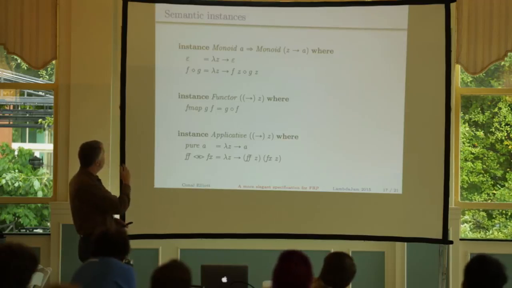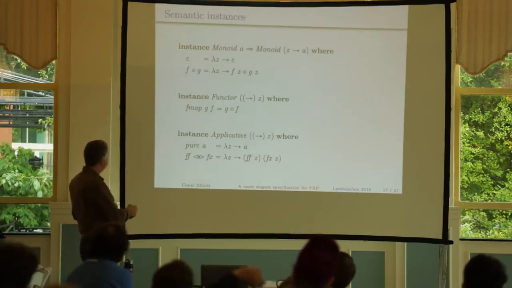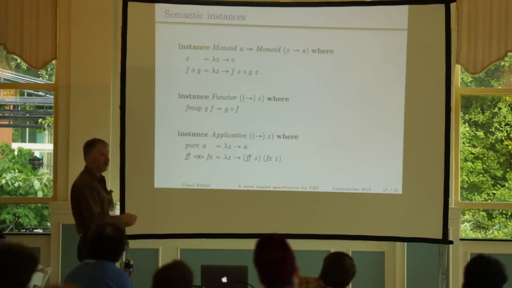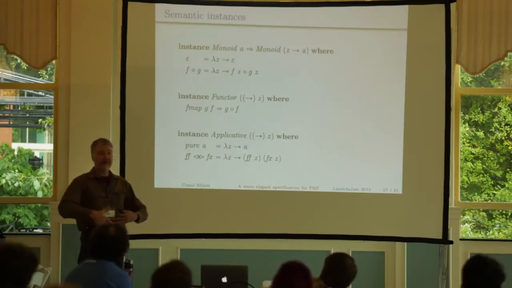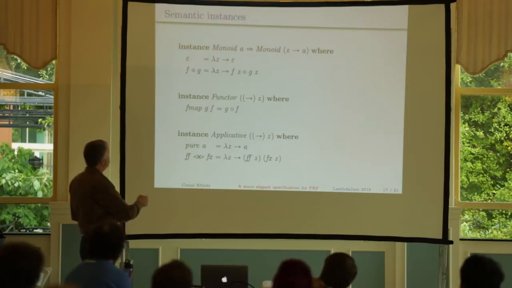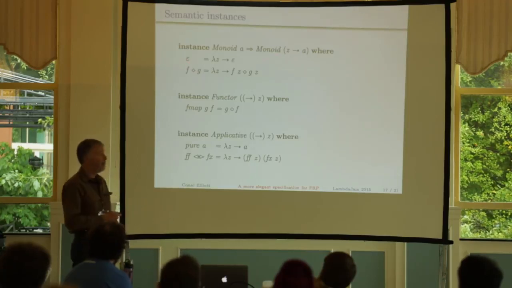So the empty function is the function that always gives you empty. The monoidal combination of two functions is the function where you give it z, and you apply f and g both to z and combine them. On the right-hand side, we're using empty and combine for a. On the left-hand side, we're defining empty and combine for z to a. So this is a very common pattern, you'll see.